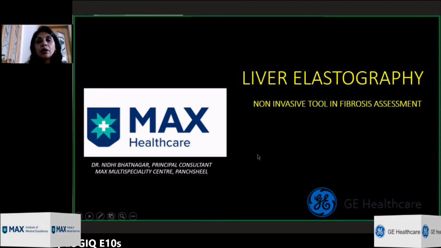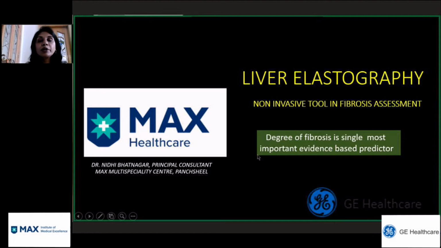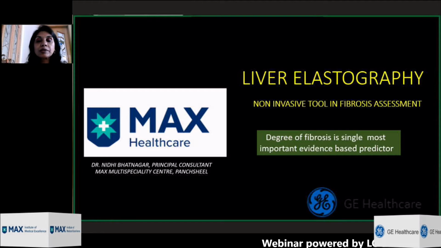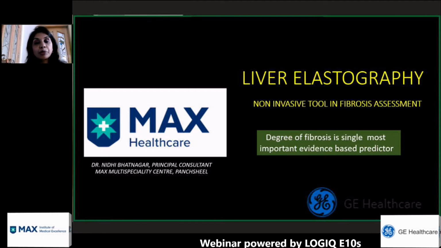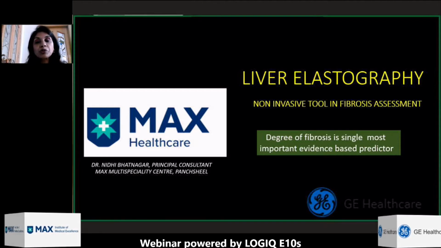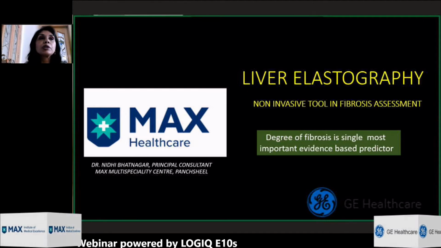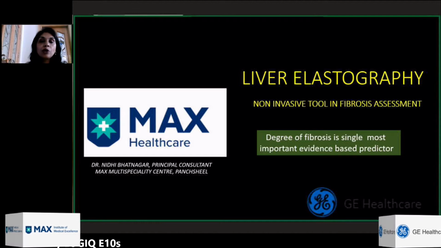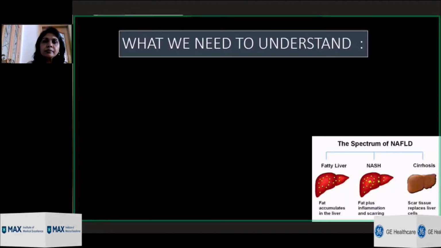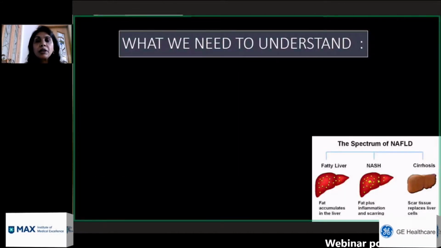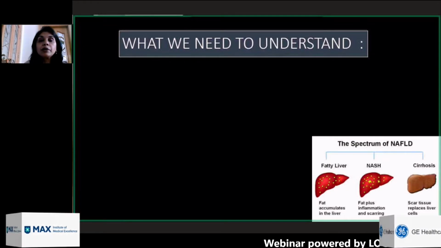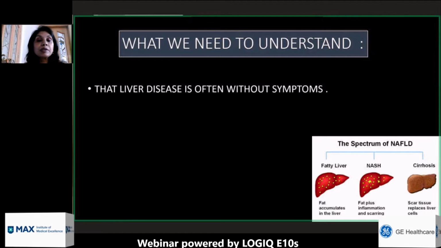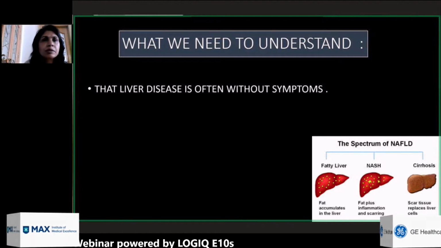Now, the one thing on which we all can agree very clearly is that the degree of fibrosis is the single most important evidence-based predictor today in management of chronic liver disease and probably progressing on to cirrhosis. What we need to understand, which Dr. Dhar has very nicely elaborated upon, is that first, liver disease sometimes and often could be without symptoms.